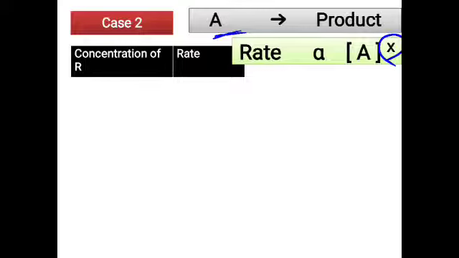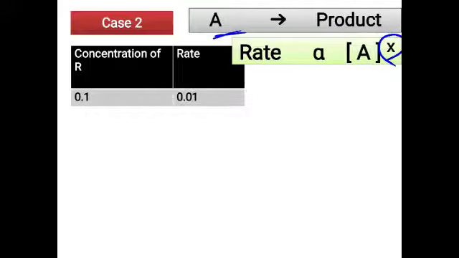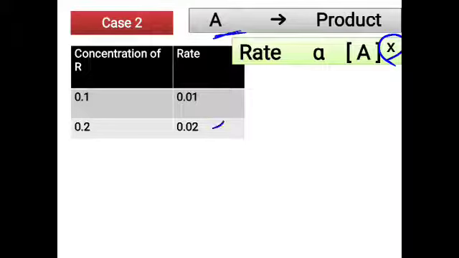So initially we will consider this concentration of the reactant as 0.1. Now with this concentration, when the rate was measured, they found out that the rate is coming at 0.01. Now next time they are going to double the concentration. So when the concentration of the reactant was doubled, taken as 0.2, to our surprise, what they found is the rate is also getting doubled. So it is increasing as we increase the concentration of the reactant. So compared to the initial one, the rate has got doubled.